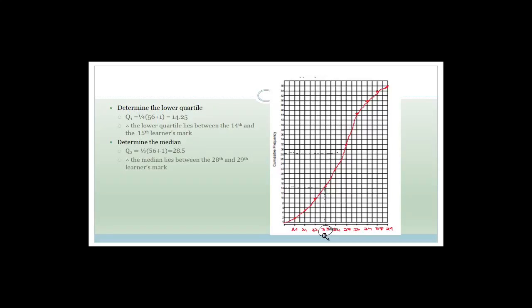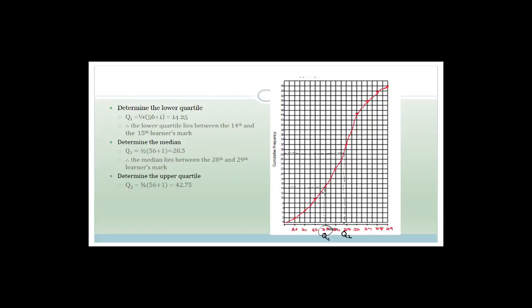Across, and then down. And that there would be, see, that's what happens when you draw a circle on this thing. So that would be Q2, your median.